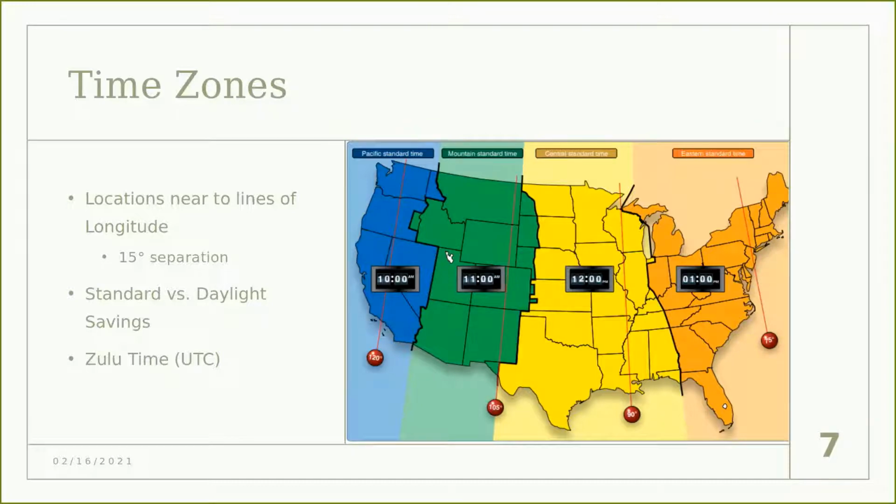And roughly they align with lines of longitude. However, they don't exactly, because communities want to be in sync with their neighbors, and they don't want the back and forth of the time zone confusion nightmare. So that's why it looks a little off kilter. What we use in aviation is Zulu time. And if you're a nerd like me, you put Zulu time on your watch in addition to your regular time.